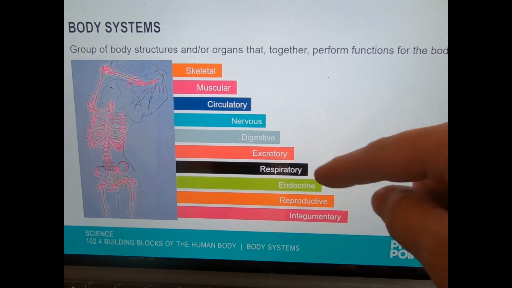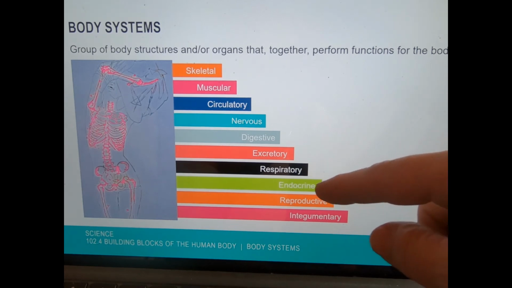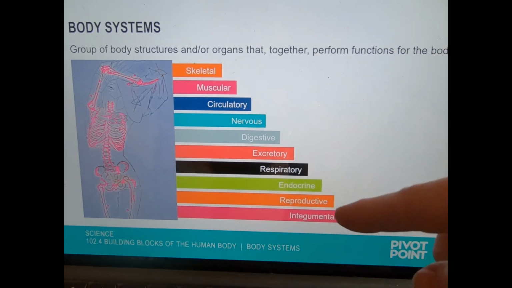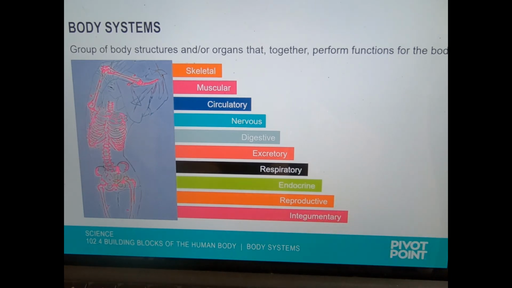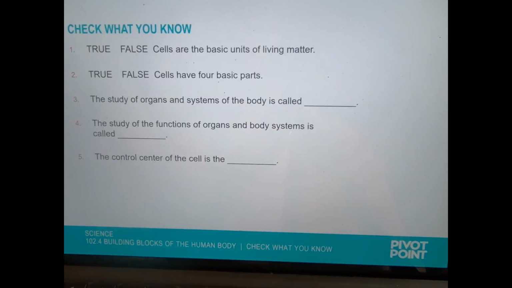Digestive, excretory when we're trying to get rid of waste, respiratory when we breathe, endocrine, which are glands that secrete hormones into our body, reproductive, and integumentary. Again, a strange word that means basically the skin and the structures of our skin. So 10 different body systems. So there's just a little graphic that shows you cells make up tissues, tissues make up organs, organs make up systems.